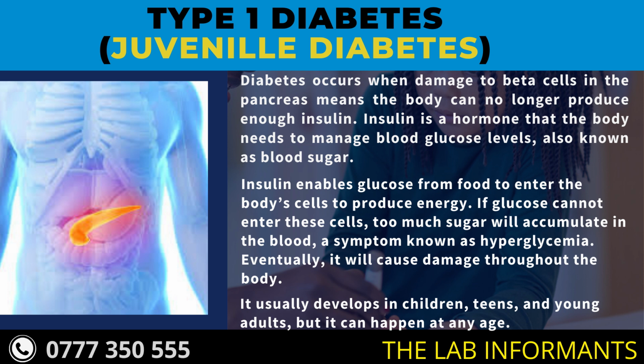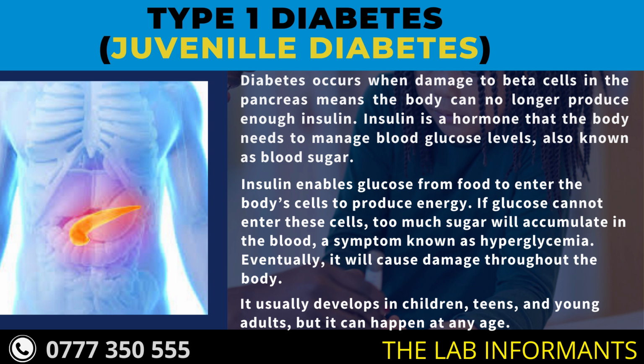enough insulin. And insulin is a hormone that the body needs to manage blood glucose levels, also known as blood sugar. The purpose of insulin in the body: insulin enables glucose from food to enter the body cells to produce energy. If glucose cannot enter these cells, too much glucose will accumulate in the blood, a symptom known as hyperglycemia. Eventually, it will cause damage throughout the body.